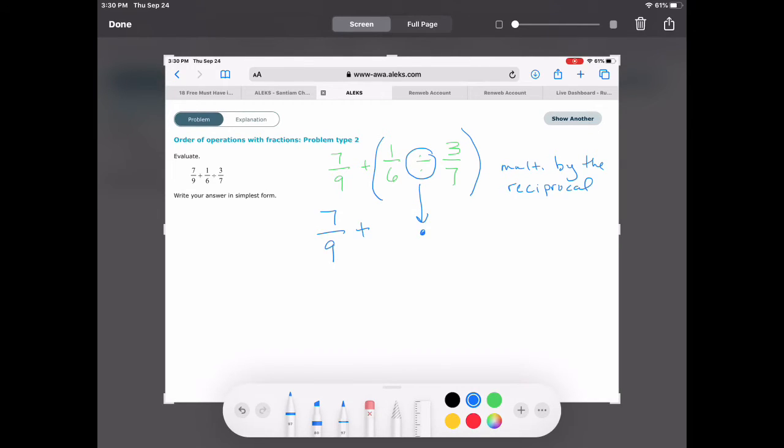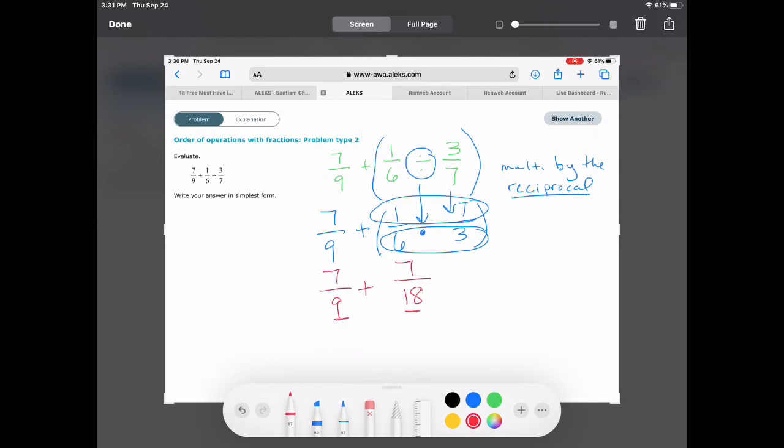So I am going to keep the first fraction the same, and reciprocal means I'm going to take the second fraction and turn it upside down. So 1/6 divided by 3/7 can also be written as 1/6 times 7/3. So now I'm just multiplying the tops and the bottoms exactly the way I did in the last problem. 7/9 plus 1 times 7 is 7, 6 times 3 is 18, and now I need to add two fractions and I need a common denominator.